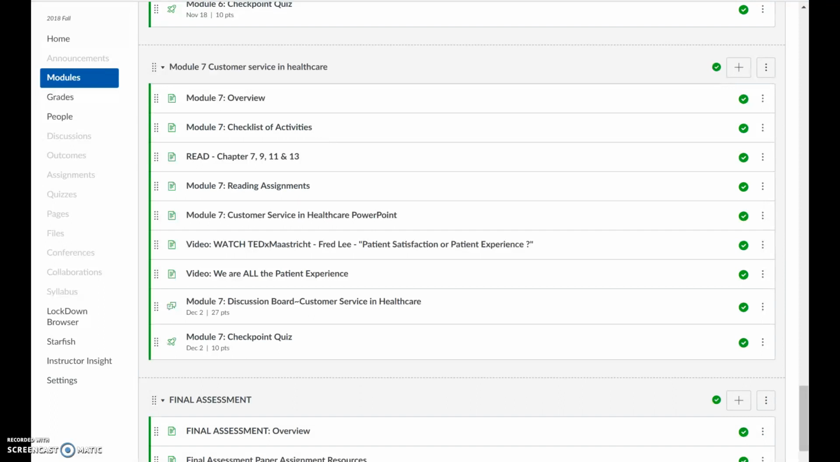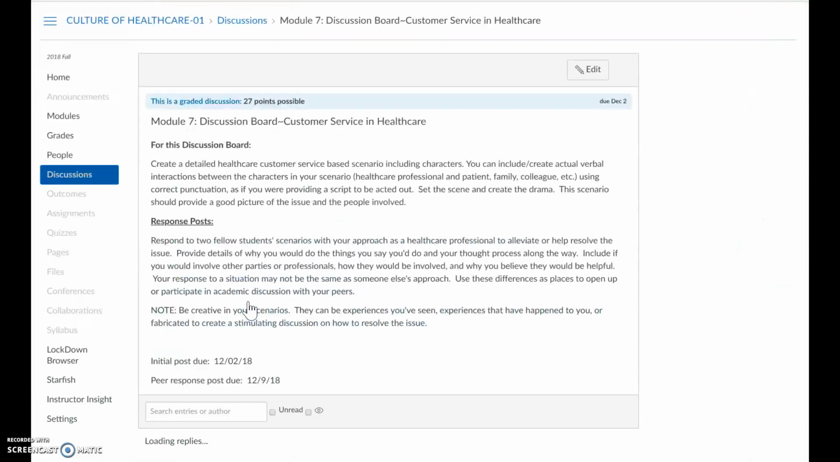Some chapters to read. There's a couple more, but chapters 7, 9, 11, and 13. Notice that you have some reading assignments just to enhance the topic a little bit more. Then you have PowerPoint, Customer Service in Healthcare. There's a couple of videos. We are all the patient experience. There is a lot of push for giving the patients the best experience they can have, wanting them to come back to that facility, as there are actually lots of different healthcare facilities, and why one might be better over the other. Then we have a discussion board focused on customer service.